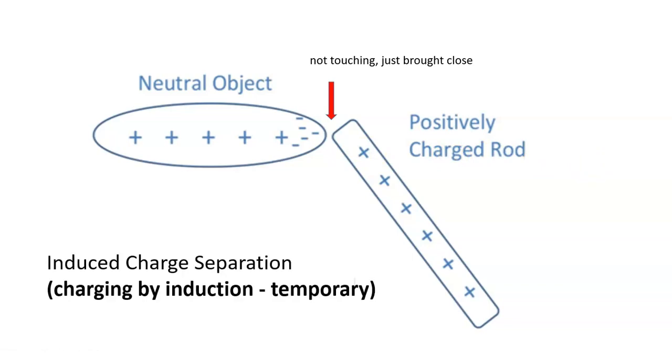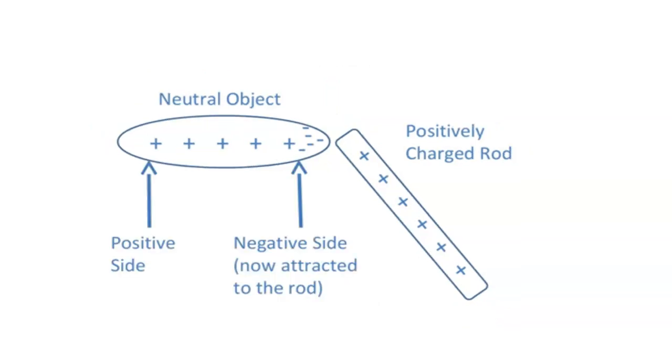Okay? This is an induced charge separation. Okay, this is called charging by induction. So again, that leaves the neutral object with a negative side and a positive side, all because the electrons have shifted their position. Okay? The location of where the electrons move is all influenced by what charge this object is. When it was negative, they moved away, they were repelled. When it's positive, they move towards because they're attracted.